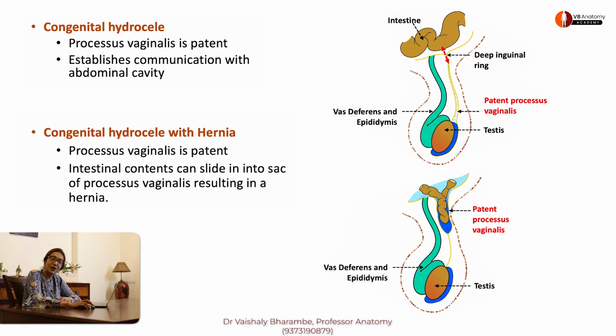And there is another condition where the hernia, the intestines also come through that opening, resulting in a congenital hydrocele with an associated hernia. Can you see the intestines coming in? We also want to see what's going on. So that is congenital hydrocele with the hernia. These are all the conditions you can find as anomalies in the development of the male reproductive system.